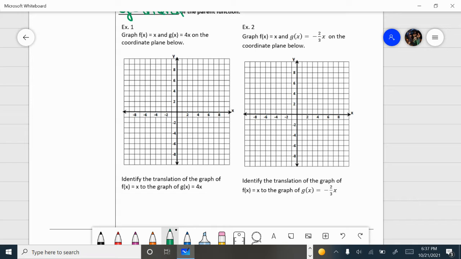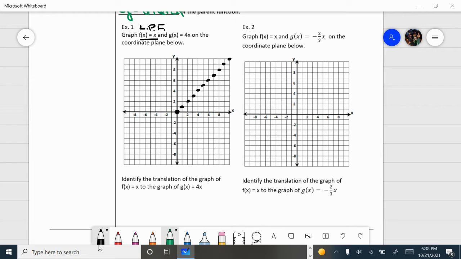Our first example says to graph f of x equals x and g of x equals 4x on the same coordinate plane below. So we're going to go ahead and graph the parent function first. Remember, the parent function is f of x equals x. That starts at 0, 0 and has a slope of 1 over 1, so you're just going to go up 1 and right 1 until you get to the end.